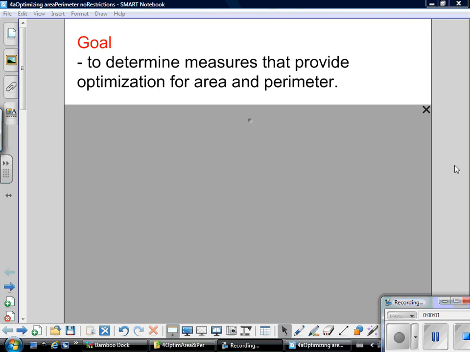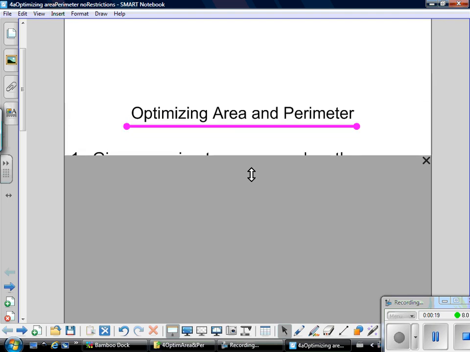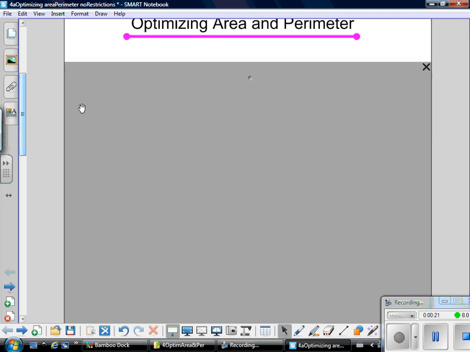The goal for today's lesson is to determine measures that provide optimization for area and perimeter. Okay, so a few different things here. Determining measures, in other words, the measurements of shapes, but we're talking about optimization of area and perimeter. So what they mean, first of all, about optimizing area and perimeter is a couple different things.